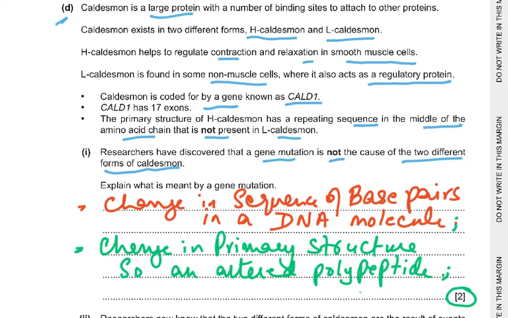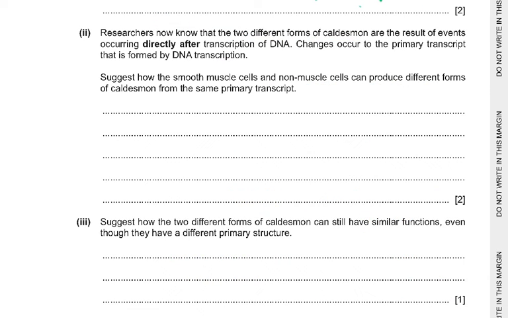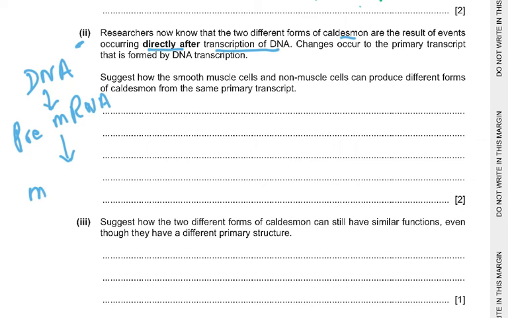So a change in the sequence of base pairs in a DNA molecule causes a change in the primary structure of the polypeptide. Then we come to part 2 of the question. Researchers now know that the two different forms of caldesmon are the result of events occurring directly after transcription of DNA. Now please remember, from DNA what do we have? The first thing we have is pre-mRNA, and then we have mRNA.